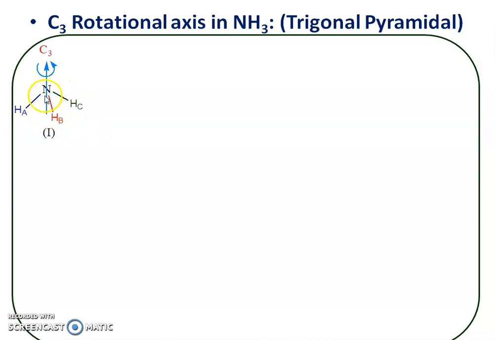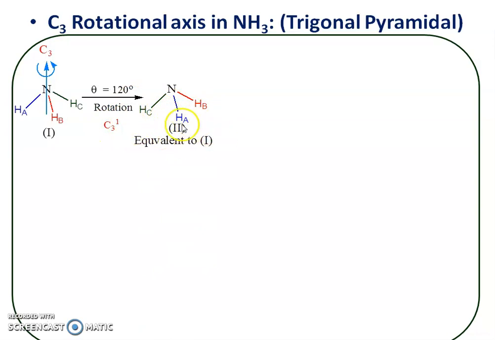Now when this ammonia molecule is rotated through this axis through 120 degree, then after rotation the molecule will be same, that is we get equivalent molecule. The angle of rotation is 120 degree, so theta is equal to 120 degree. So rotation is the symmetry operation, and C3 axis is the symmetry element, and first step of rotation is represented by C31, and after rotation molecule will look like this.